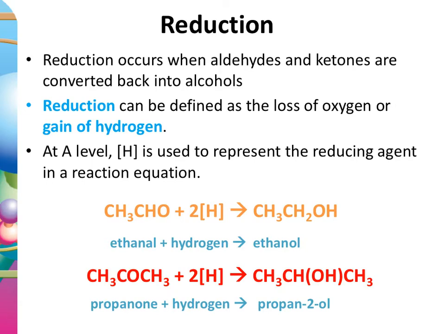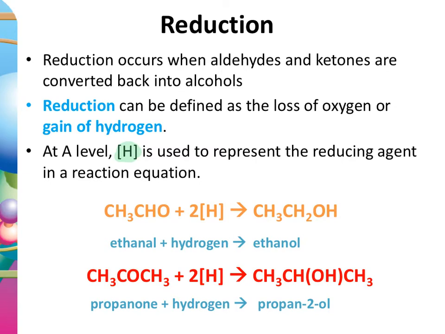At A level, to represent the reducing agent, to represent the source of hydrogen, we use H with the square brackets, just like with oxidation, we used O with square brackets. And then in terms of writing the reaction equation, we obviously start with whichever aldehyde or ketone it is that we are trying to reduce. And then we've just got to consider, what primary or secondary alcohol would that make?